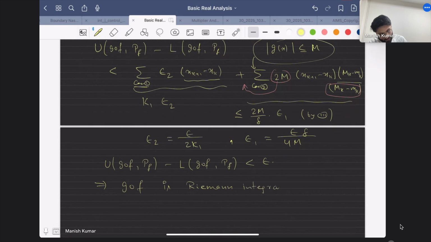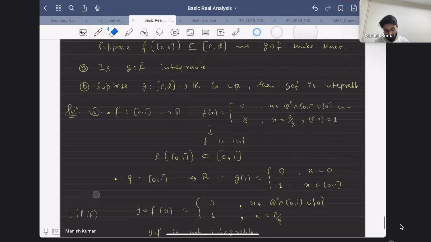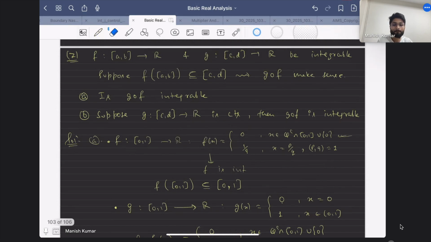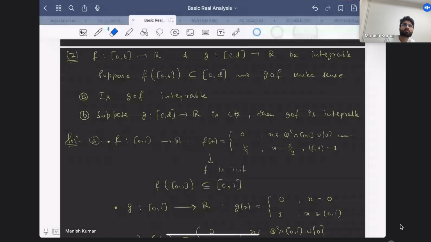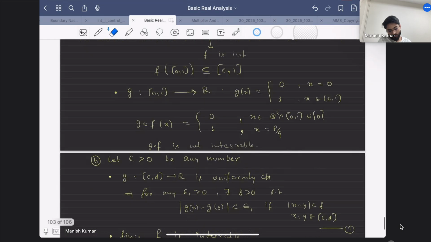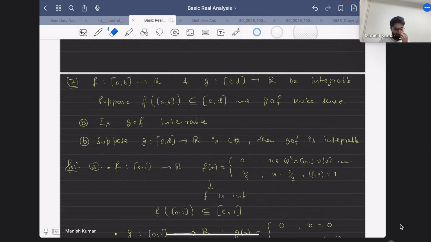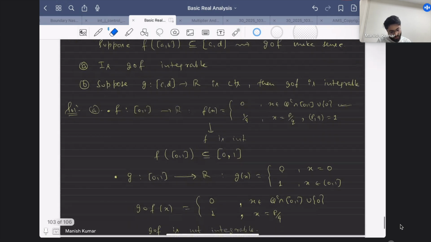Sir, can we replace uniform continuity by monotonicity of the function g, sir? If g is monotonic, sir? I don't think so, because that is very strongly being used over here. Without uniform continuity, I don't think this can be replaced by monotonicity. Okay, let me see. The example we gave is monotone, right? See, this g function is monotone. Still.